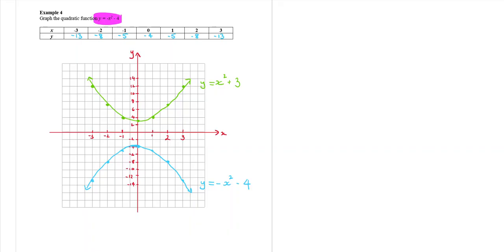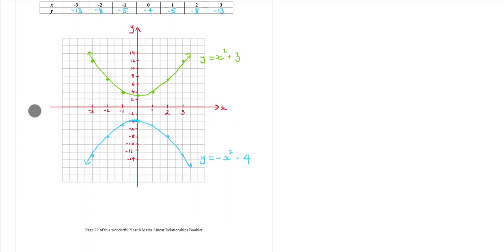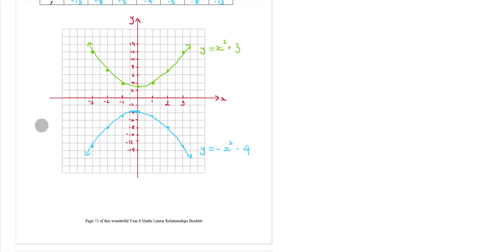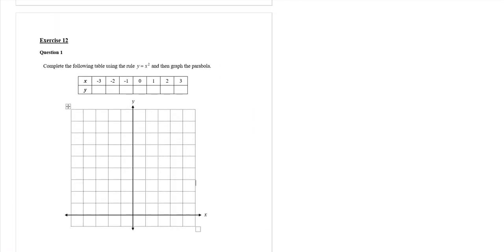Okay, so that's our introduction to parabolas. There is a lot more that can be done with parabolas, but we'll be doing that in future years. Your turn to practice drawing a few of these in exercise 12.